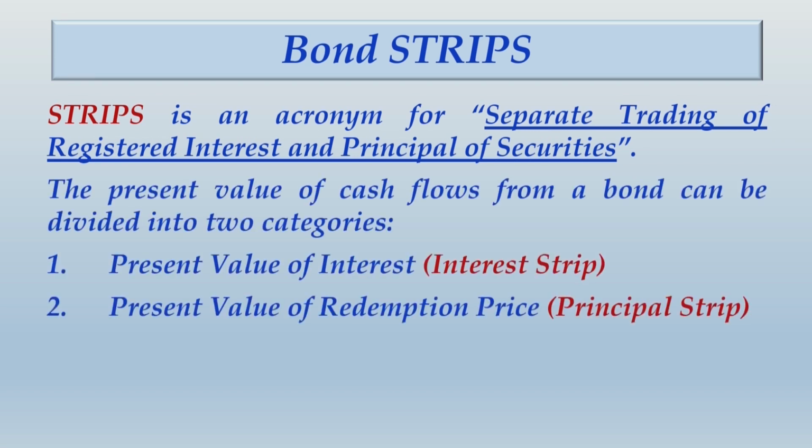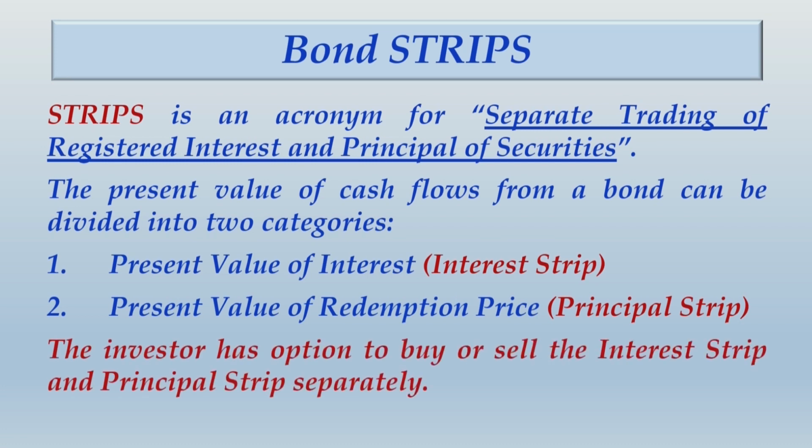The present value of cash flows from a bond can be divided into two categories: present value of interest, which we call as interest strip, and present value of redemption price, that is called the principal strip. The investor has option to buy or sell the interest strip and principal strip separately. Please note down this and then we shall move ahead.